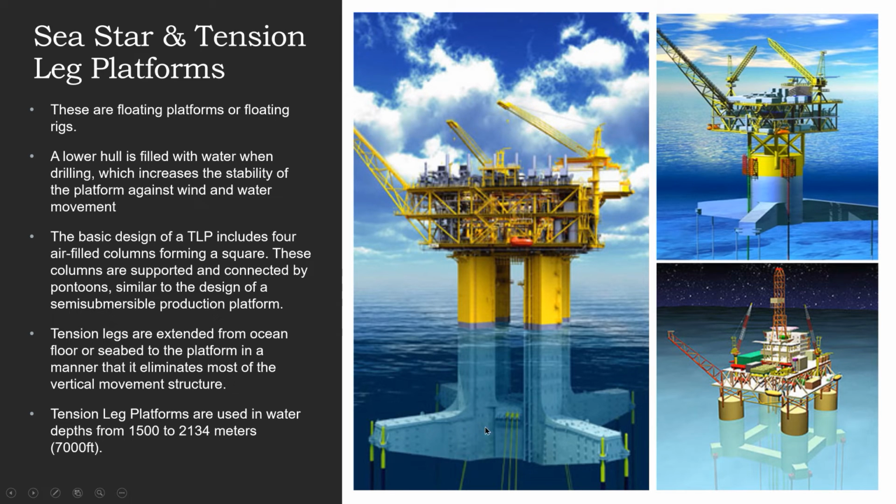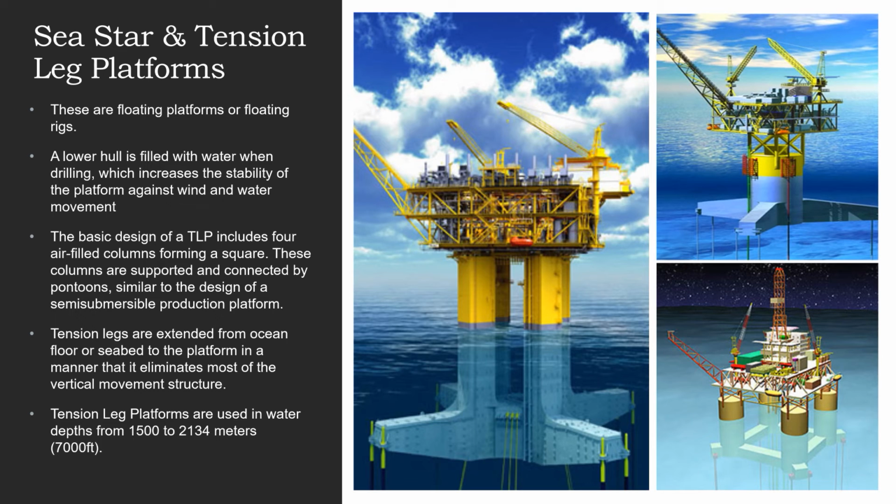In the sea star structure, you can see the pontoons underneath the water. Sometimes they are filled with water, sometimes they are filled with air. Normally they are filled with water, same as semi-submersible platforms. And when it is filled with water and anchored through these tension legs, it will increase the stability of the structure. So that's why it is called the tension leg platform. It is used in depths from 1500 to 2000 meters, like 7000 feet of sea depth.